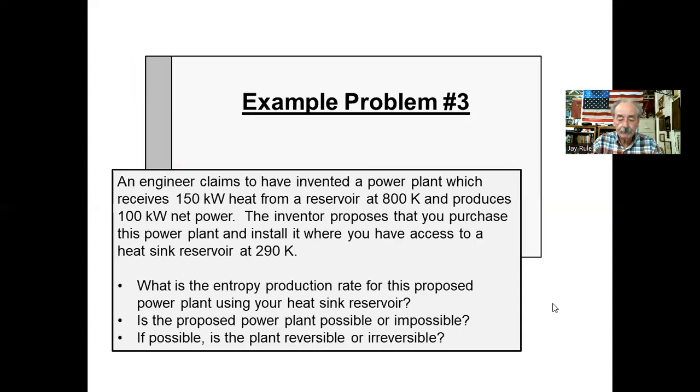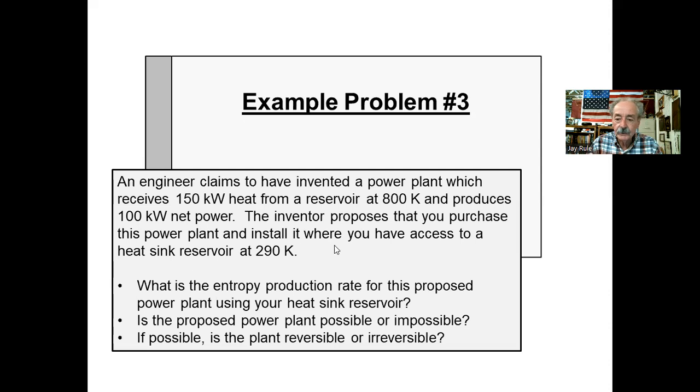All right, example problem. An engineer claims to have invented a power plant which receives 150 kilowatts of heat from a high temperature reservoir at 800 K and produces 100 kilowatts of net power. Now the inventor proposes to sell this to you.